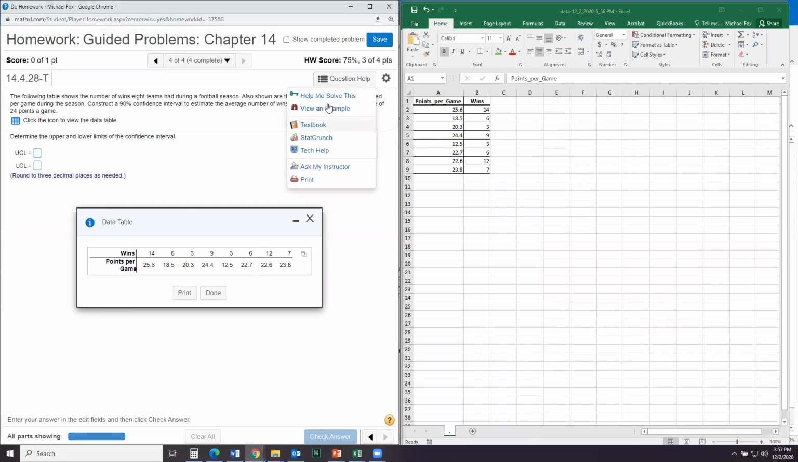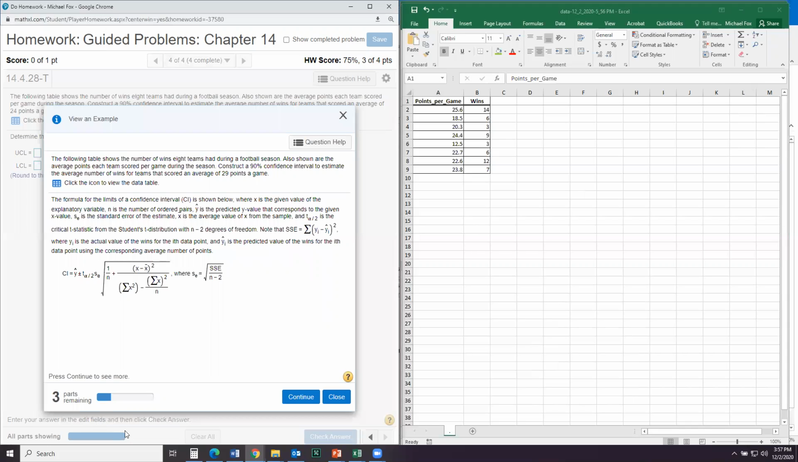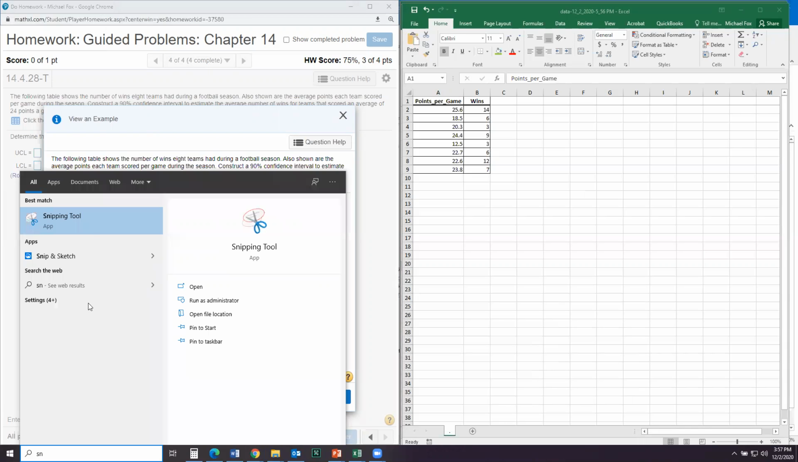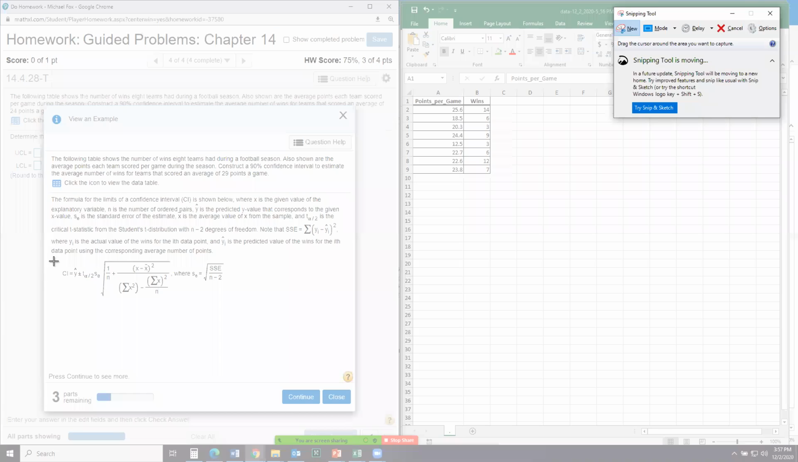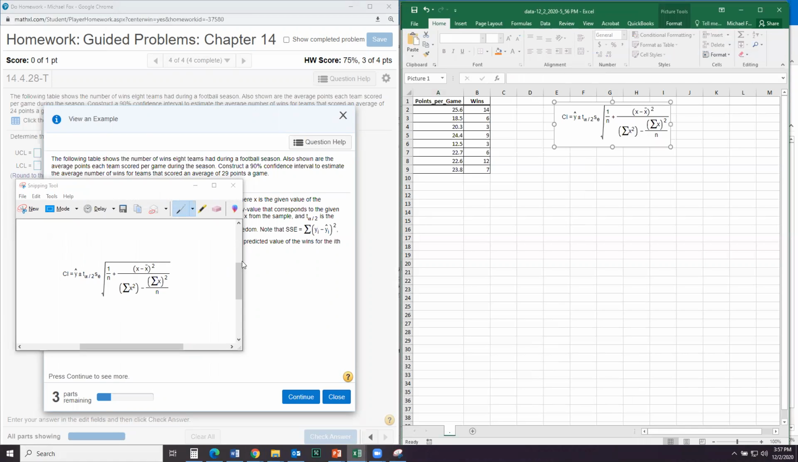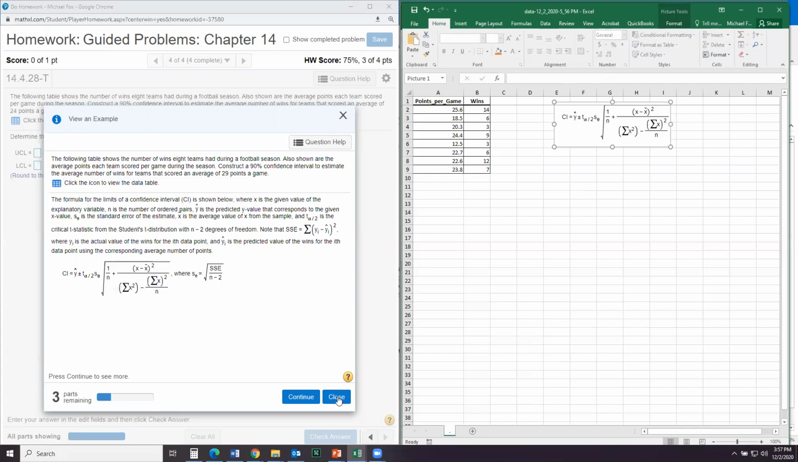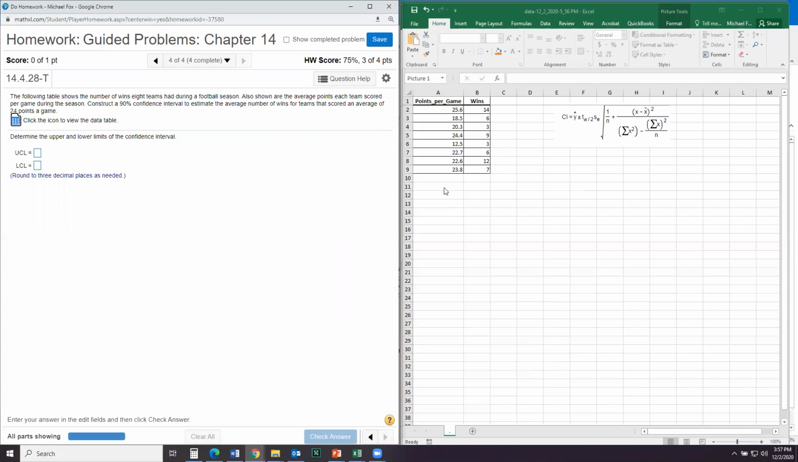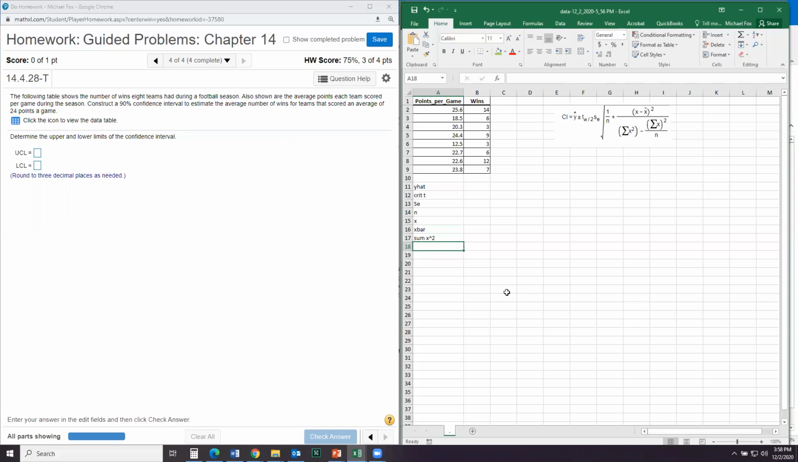Same thing, I'll come up here to question help, and I will get my formula. I'll snip it out so that I have it for easy reference. Paste it in there. Now, same thing, I'm going to go through and say, what do I need and what do I already have? So I'm going to need y hat, I'm going to need critical t, I'm going to need the standard error, n, x bar, sum of x squared. Same stuff, right? Same thing I needed for the last one, sum of x. All right, so again, what do I know already? Well, I know that x is 24.